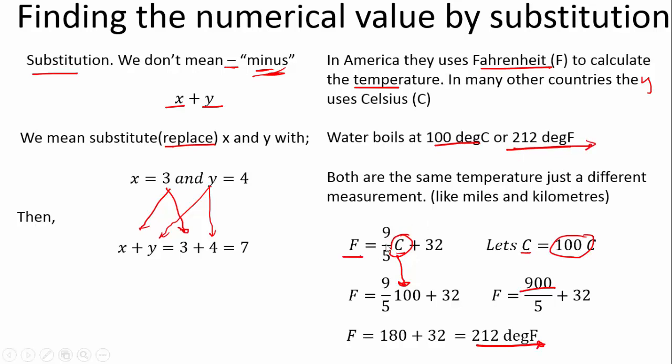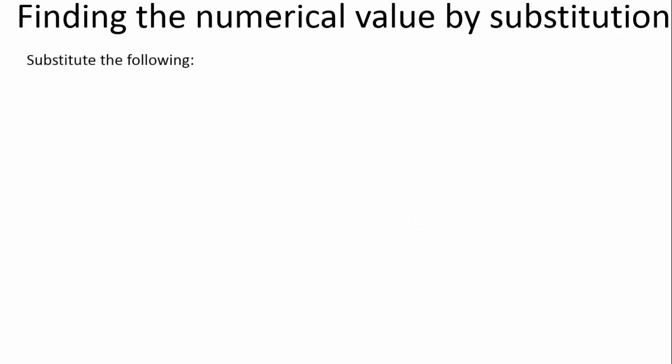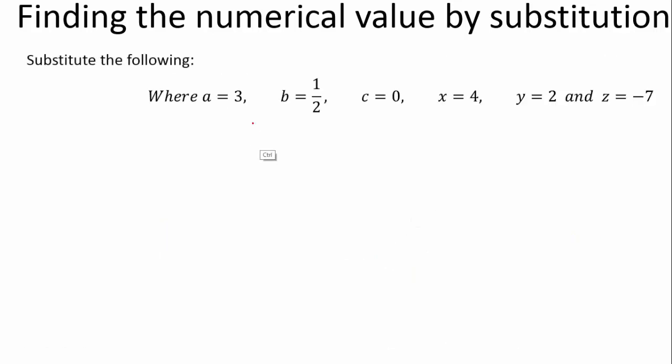So we could work out any degree Fahrenheit for any degree Celsius by substituting that C with the value in the equation. Substitute the following, where A is equal to 3, B is equal to a half, C is equal to 0, x is equal to 4, y equals 2, and z is equal to minus 7. X squared plus y. X is equal to 4, so that'll be 4 squared, plus y, y is equal to 2, plus 2. 4 squared is 16, plus 2 is 18.